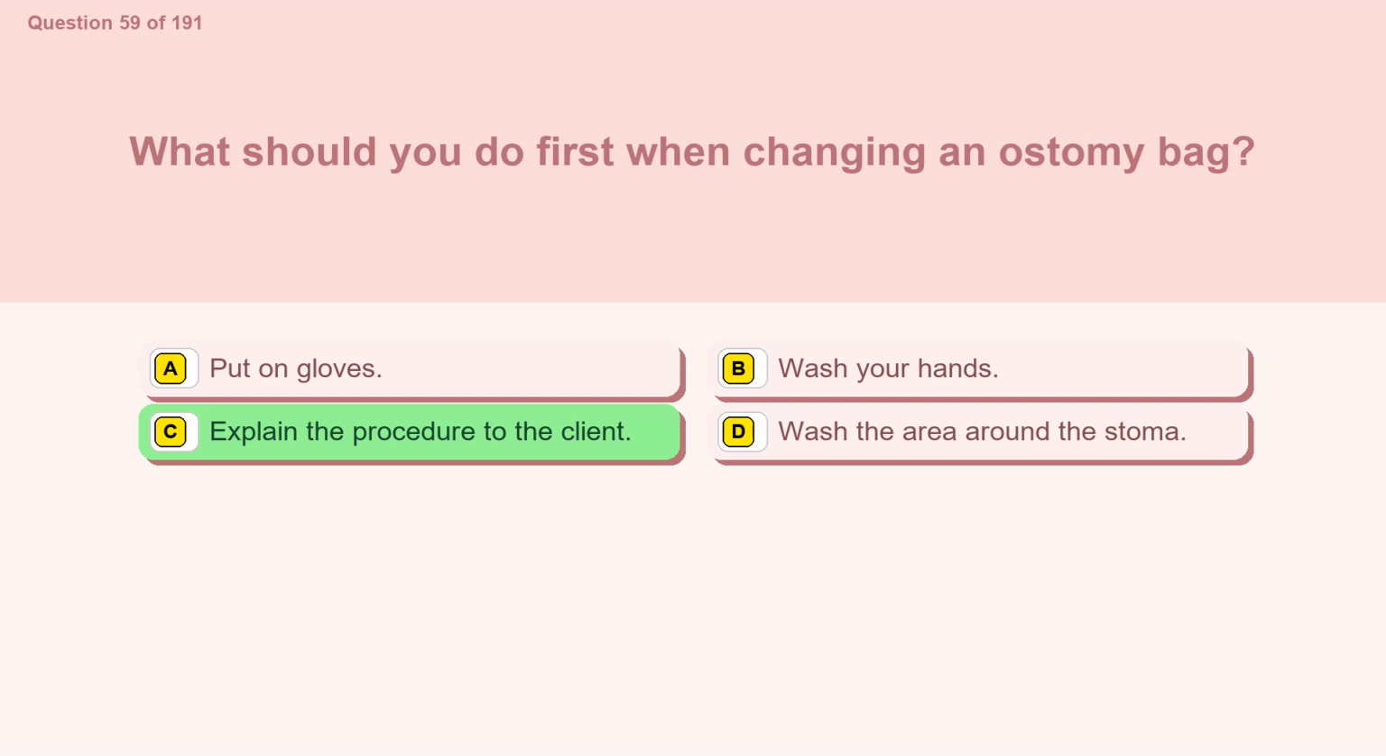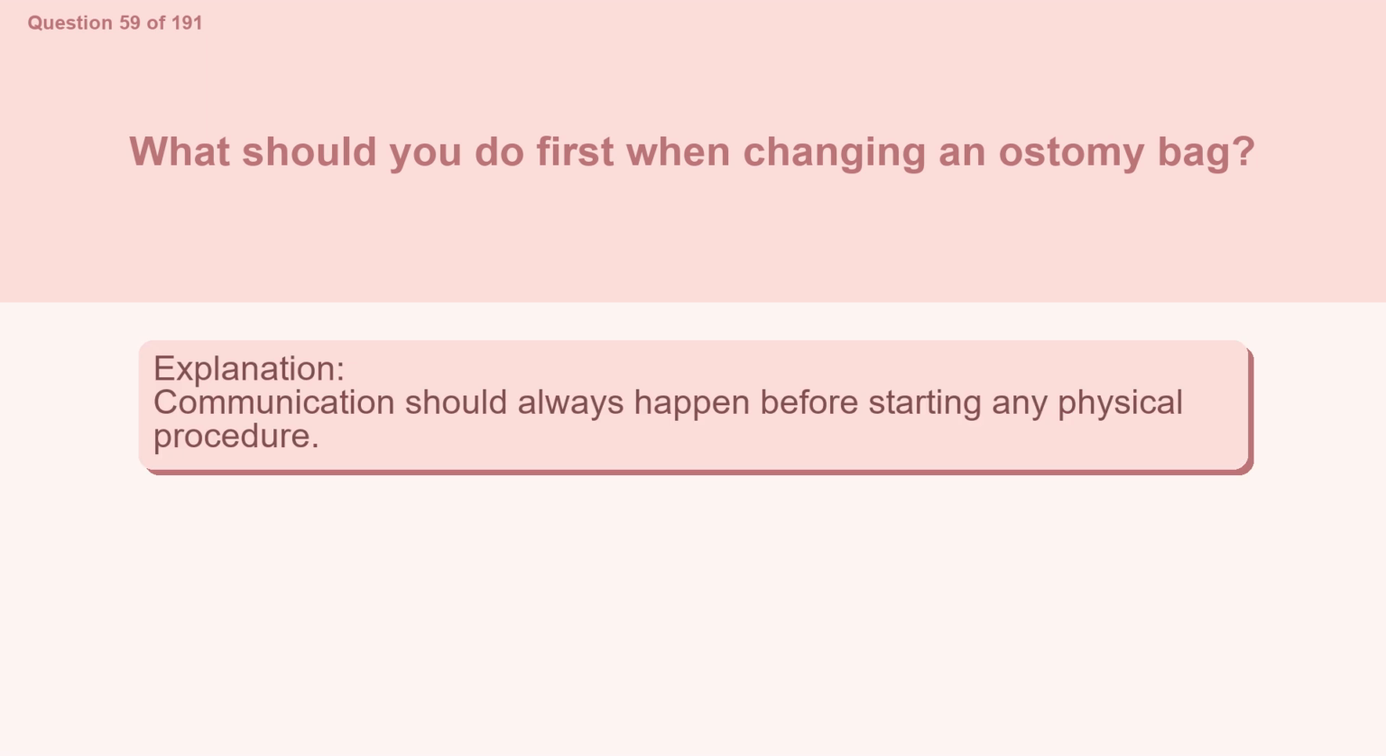The correct answer is option C. Explain the procedure to the client. Communication should always happen before starting any physical procedure.